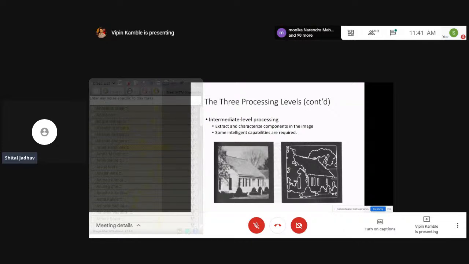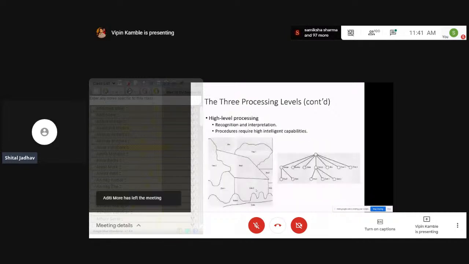If you only go for edge detection, you get some form of edges, like the one on the right hand side. But from the edges, can the computer interpret anything? Will it be able to understand what exactly is present in front of it from the edges? A human observer will be able to do it. So for that, the third level of processing is there: recognition and interpretation.